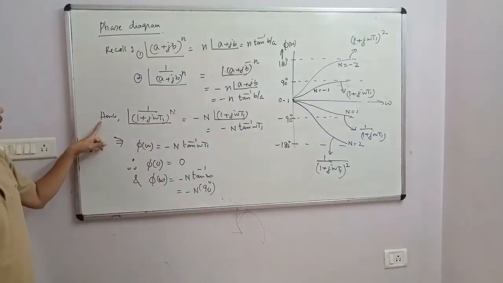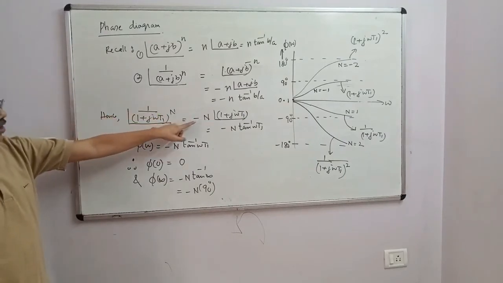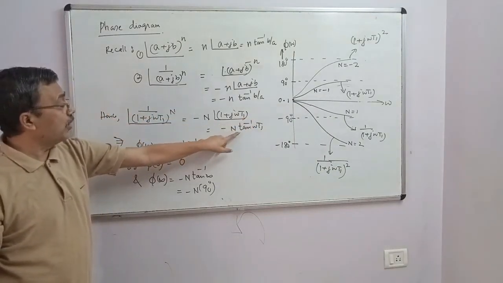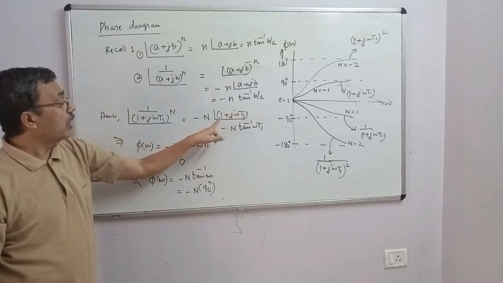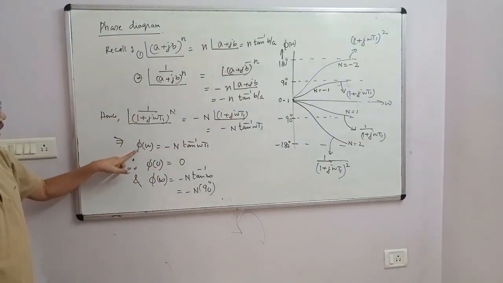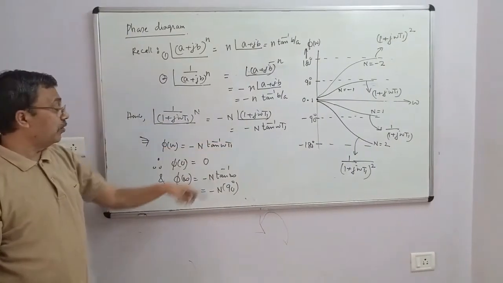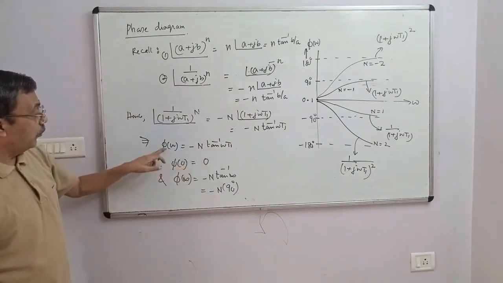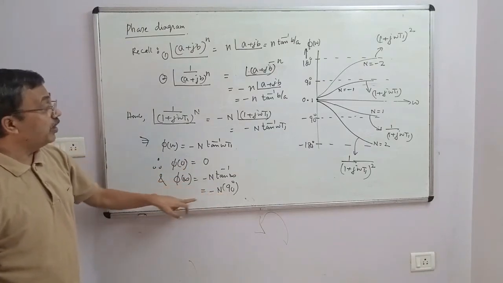Now let us take the pole 1 over (1 plus j omega t1) whole to the power n, which is minus n times angle of (1 plus j omega t1), which is minus n into tan inverse of imaginary part by real part. Imaginary part is omega t1 and real part is 1. In fact, angle of this pole is denoted by phi of omega. So phi of omega is equal to minus n into tan inverse of omega into t1. If you put omega equal to 0, tan inverse of 0 is 0. If you put omega equal to infinity, tan inverse of infinity is 90 degrees. So you get minus 90 into n.